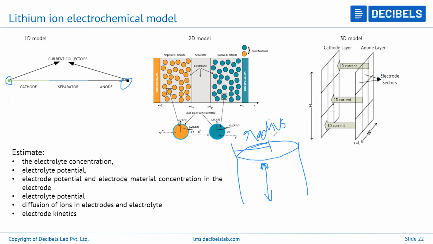So in this way, how much ionic concentration there is across the total height and also across the total radius can be estimated. You can see here what all the estimated parameters are. This is far more complex than using equivalent circuit models and things like that. Okay, so three-dimensional modeling is much more advanced.